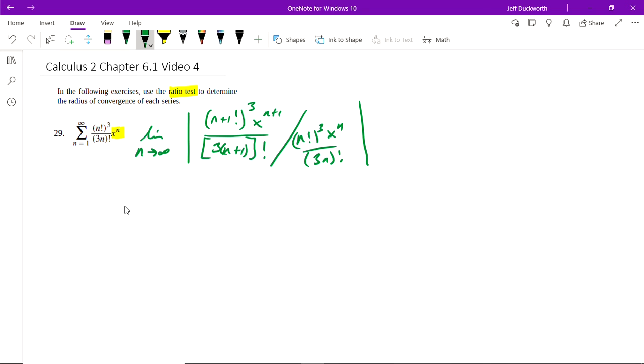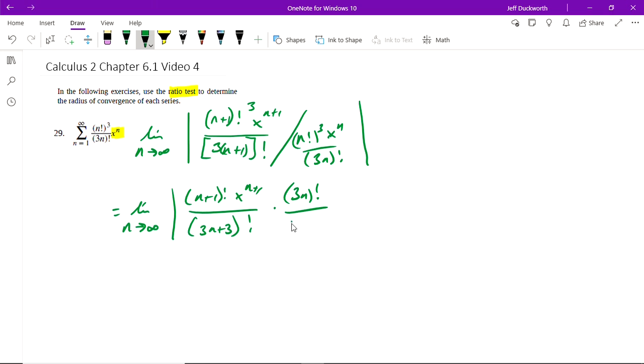We do the same thing. We multiply by the reciprocal. n plus 1. Yeah, so I've got a notation problem here. Let's do this, that, and then that. It's got to be on the outside there, like I have down here. So I can distribute this here. So this becomes 3n plus 3 factorial. And we're multiplying here by 3n factorial over n factorial cubed, and then x to the n. All right, so the easy ones, the x's go away. Oh, and this should be cubed, excuse me. The x's go away, that's not a big deal.